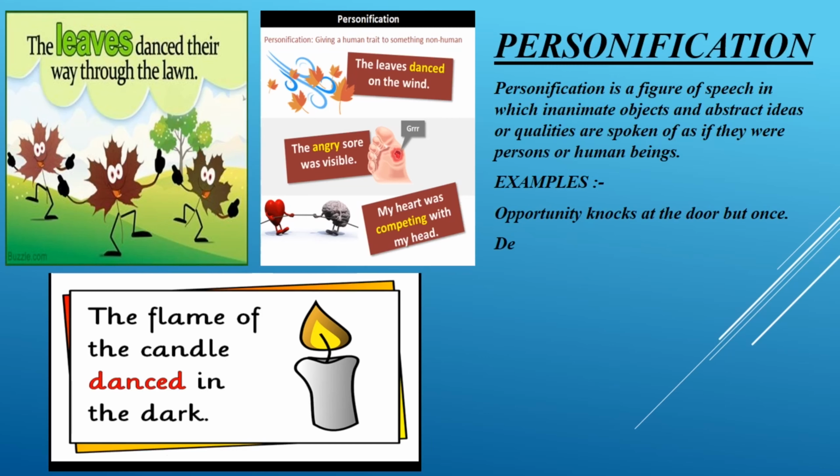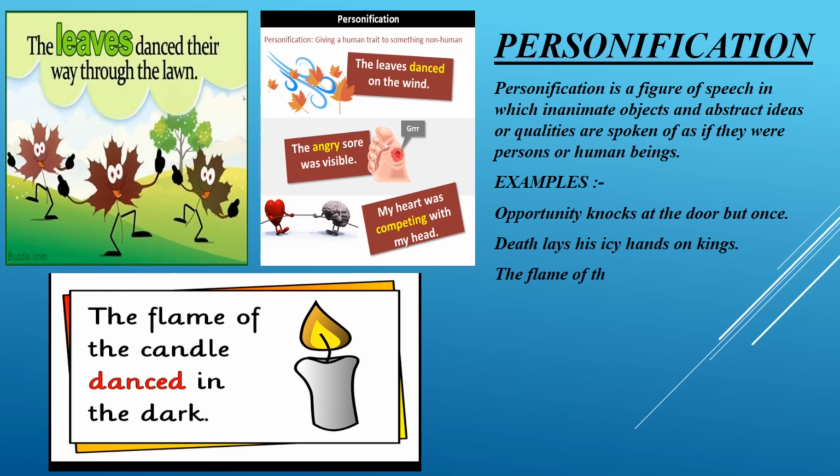The second sentence, death lays his icy hands on kings. Again, death is a personified idea, but it is performing the human action of placing his cold hands on the king. So, the figure of speech here too is a personification.